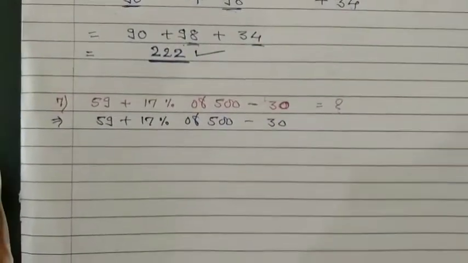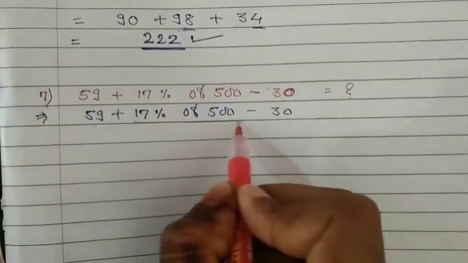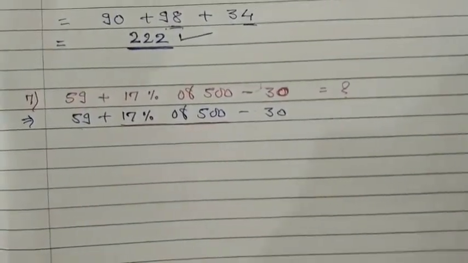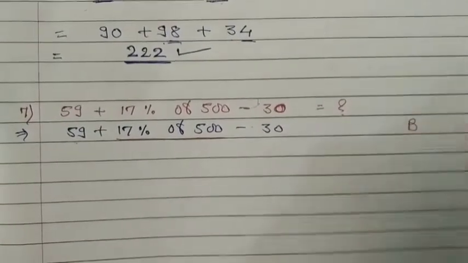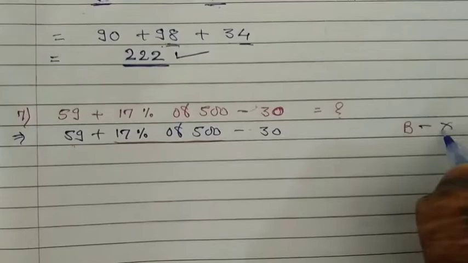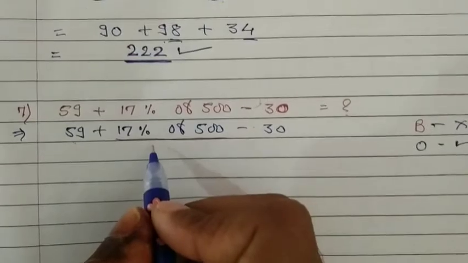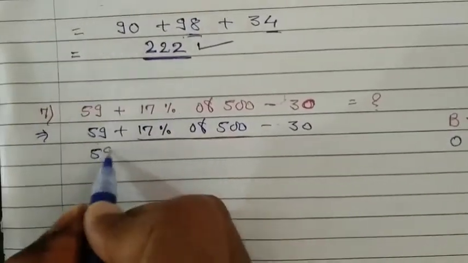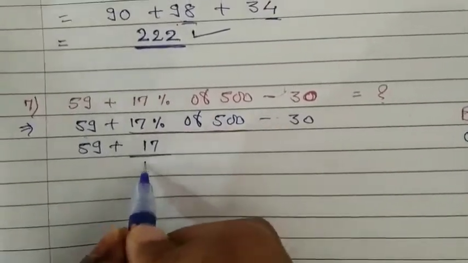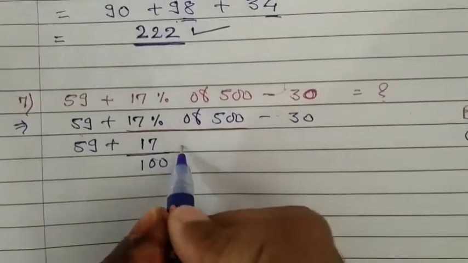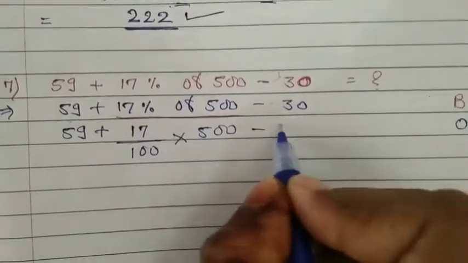Let us move on to the next question. 59 plus 17% of 500 minus 30. Is there a bracket? No. Is there "of"? Yes, but "of" is in percentage form. So firstly, solve the "of". 17% means 17 divided by 100, "of" means multiplied by 500 as it is, minus 30.